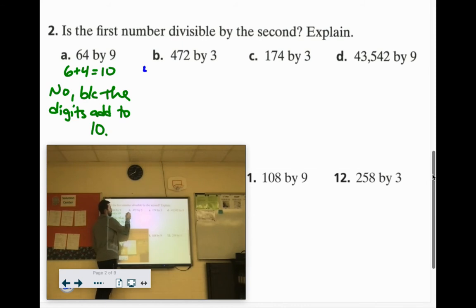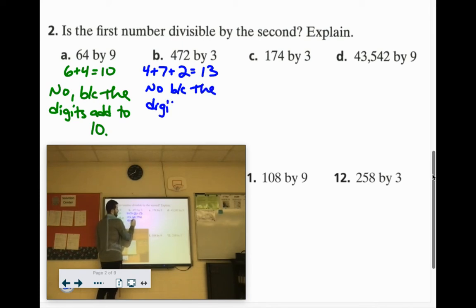Is 472 divisible by 3? 4 plus 7 plus 2. 4 plus 7 is 11, plus 2 is 13. 13 is not divisible by 3. No, because the digits add to 13.